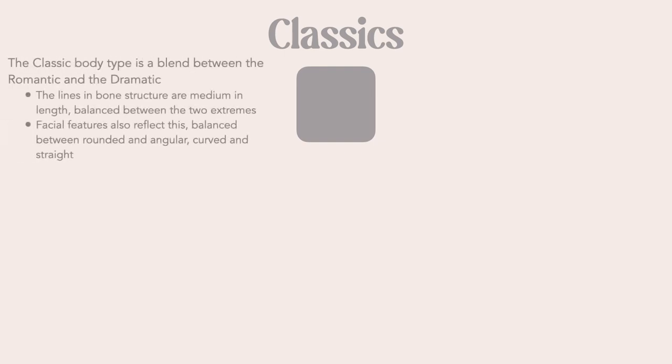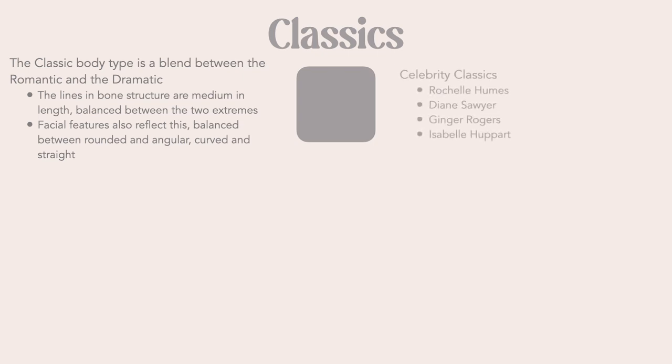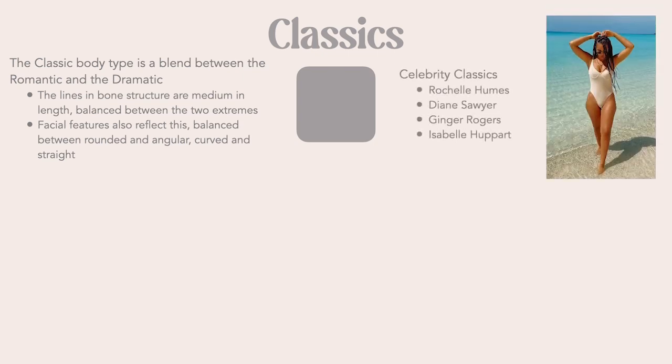Moving on to the middle of the scale between romantic and dramatic, we have the classic type. So these people are an even blend of both and will appear very much balanced. So they will usually be between 5'4" and 5'7". They'll have an evenly proportioned bust, waist and hips, and facially they'll usually be very symmetrical and evenly spaced.